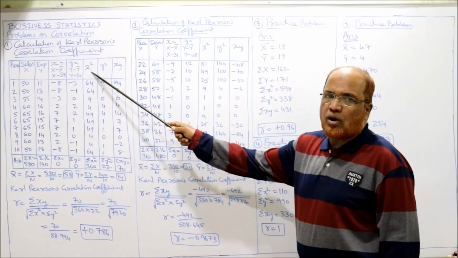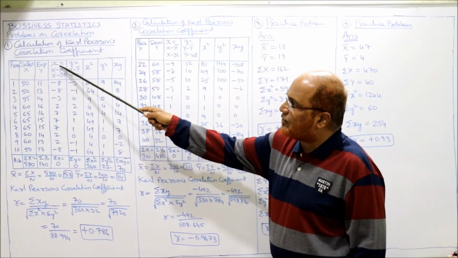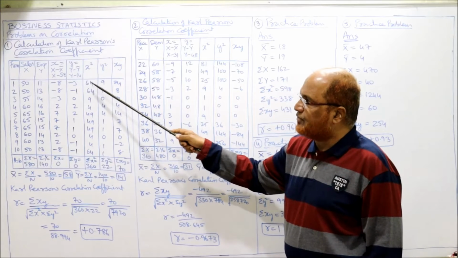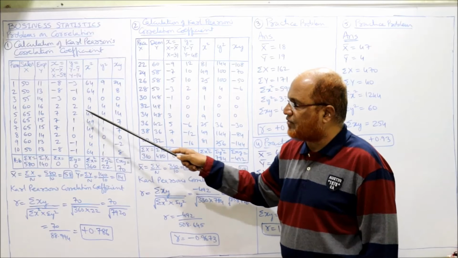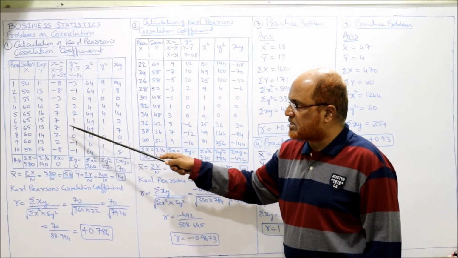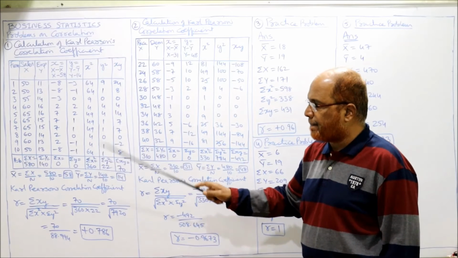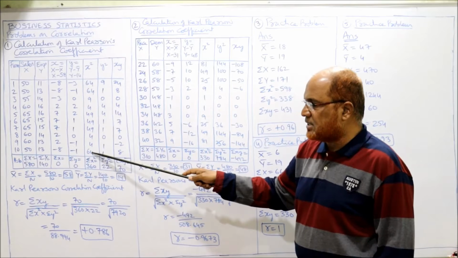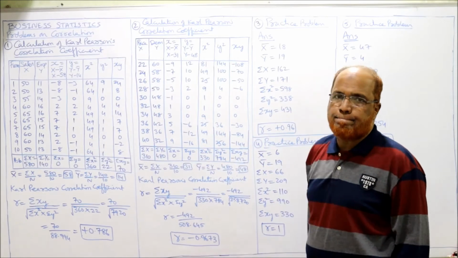Next column small x square, x square. x values here we have calculated. अब इसको square करेंगे, ये x को square करेंगे. 8 8s are 64, 8 8s are 64, 3 3s are 9, 2 2s are 4, 7 7s are 49, 7 7s are 49, 7 7s are 49, 2 2s are 4, 2 2s are 4, 8 8s are 64. Now take the total of x square, you will get 360.